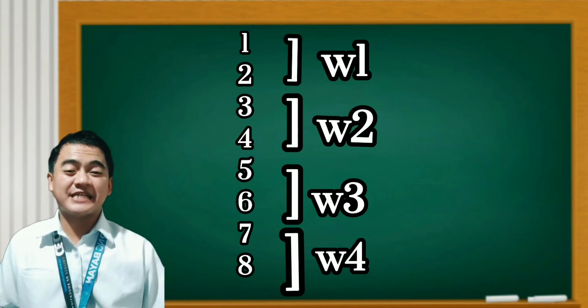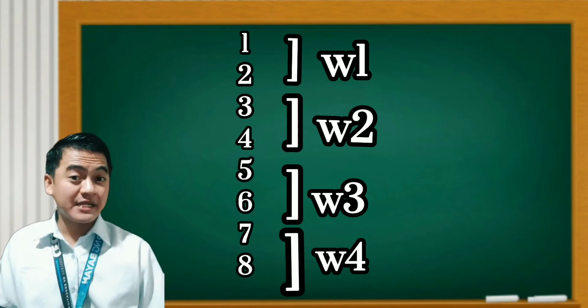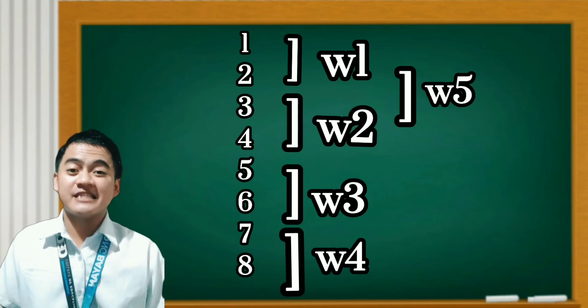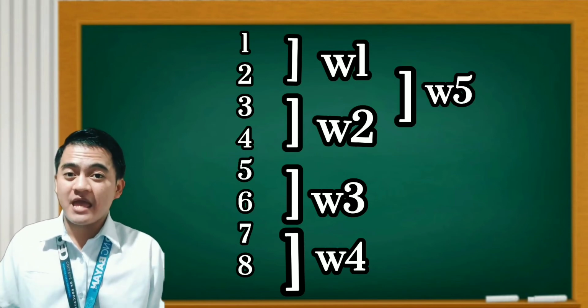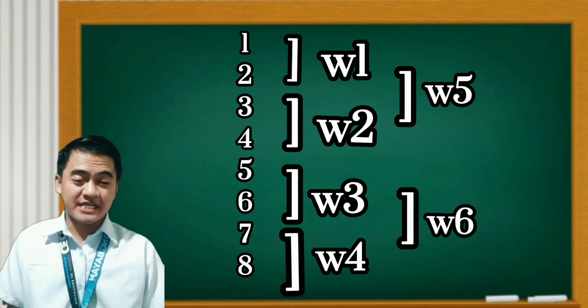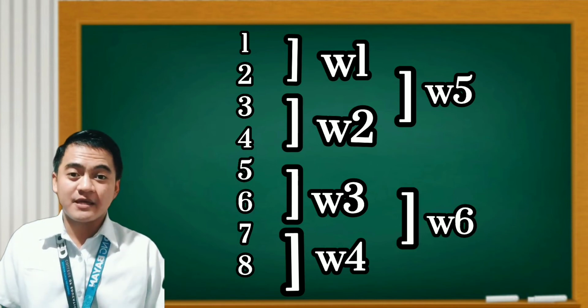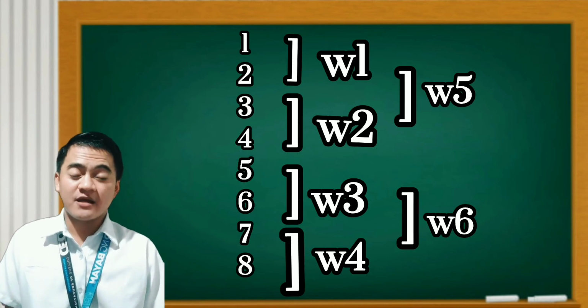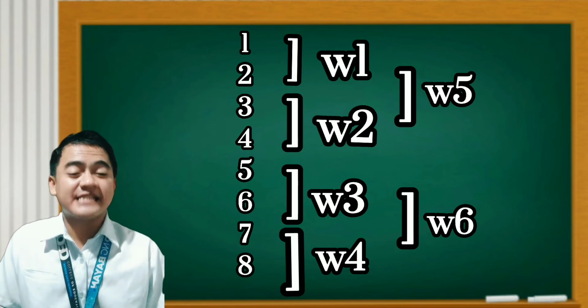To continue the process of the bracket of teams, winner 1 and winner 2, that is game 5, winner 5. And winner 3 and winner 4, that is game 6, winner 6. And game 5 and game 6, that is winner 7.